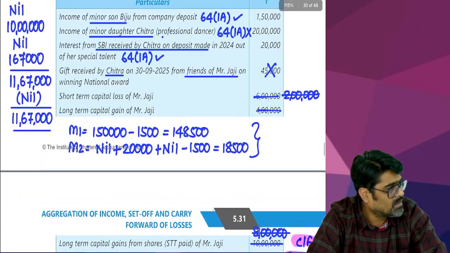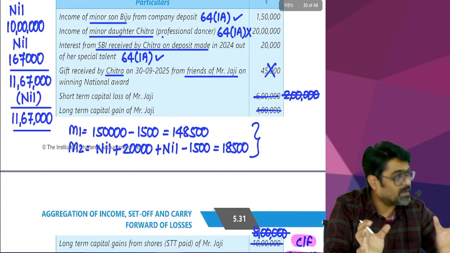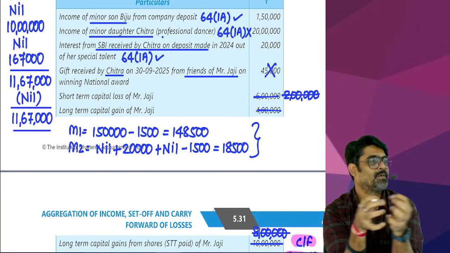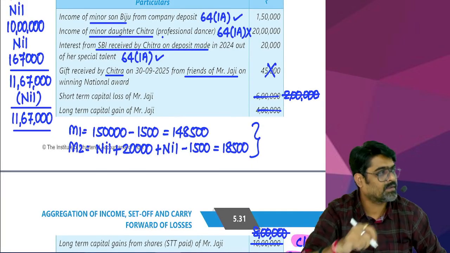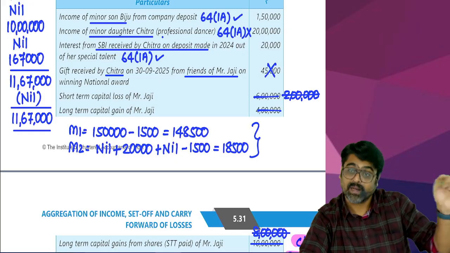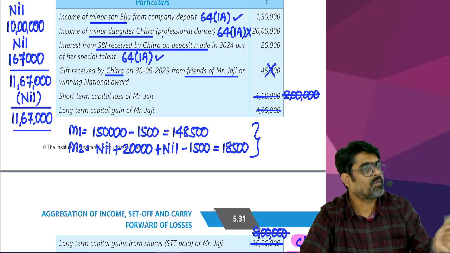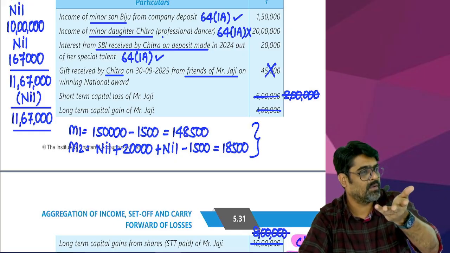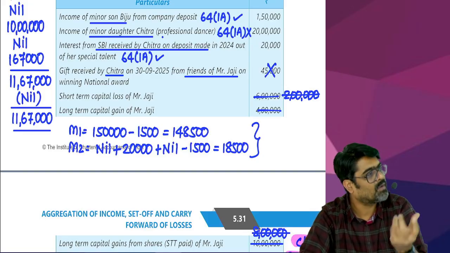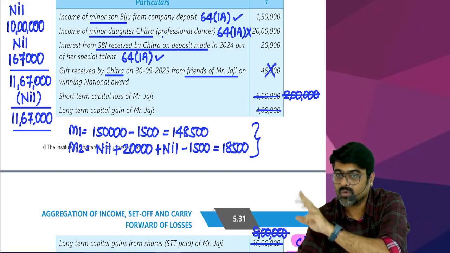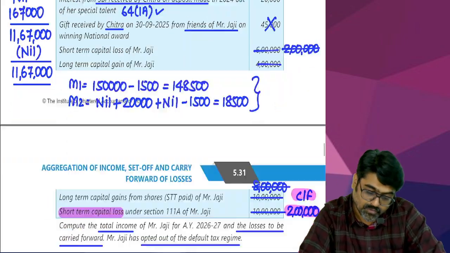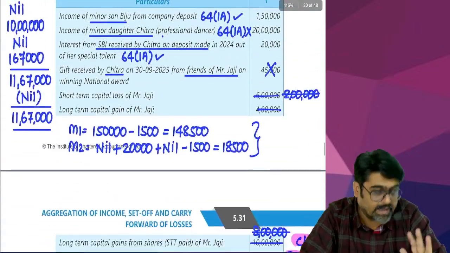Easy, difficult? Easy, no? Clubbing along with set off and carry forward, both the things in one question. Clubbing of minors' income they have given. Now if I teach you minors' income clubbing, you will understand very quickly because you have already done how to do it. Okay, no? So with this, the chapter comes to an end.